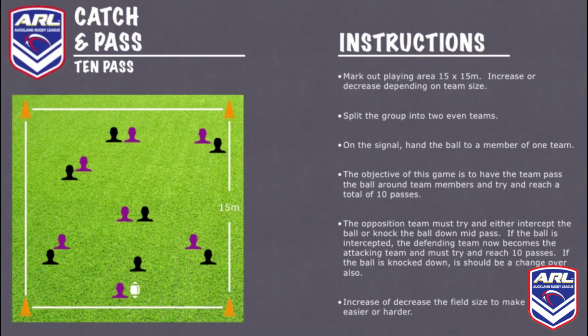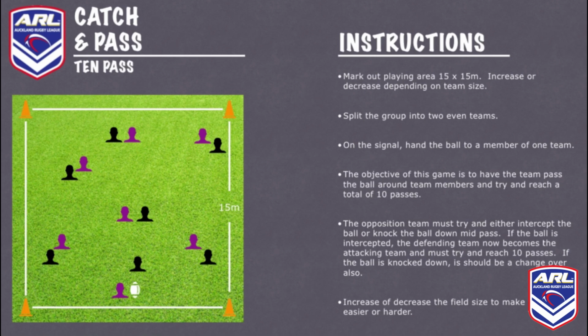We are then going to move into a small-sided game. An easy game to play here would be a game of 10 pass. Now 10 pass is not only a fun game to play, but it's also great for skill development. First thing I'm going to do is mark out a playing area of 15 meters by 15 meters. You will then need to split the playing group into 2 even teams. If you have the use of bibs, these are great here also.